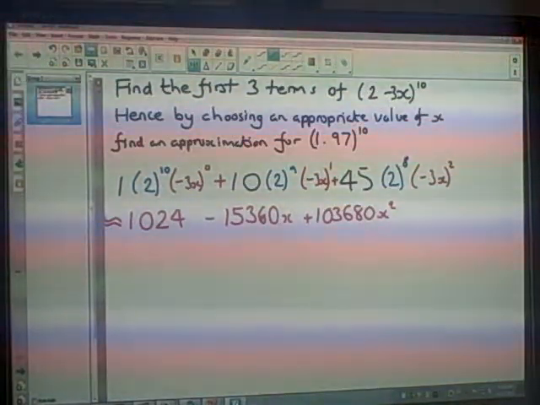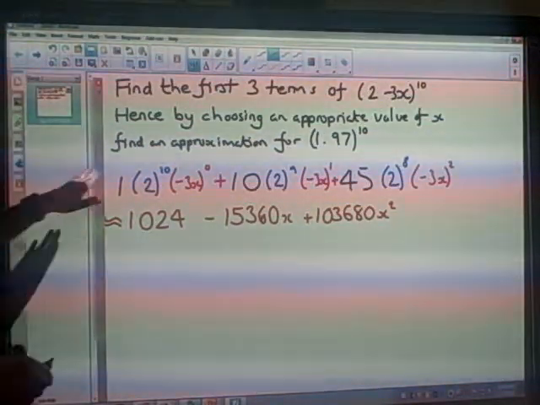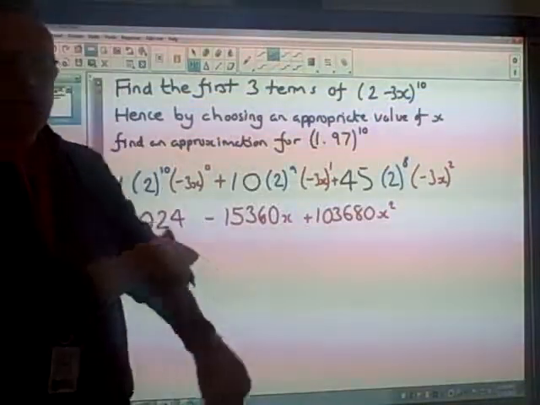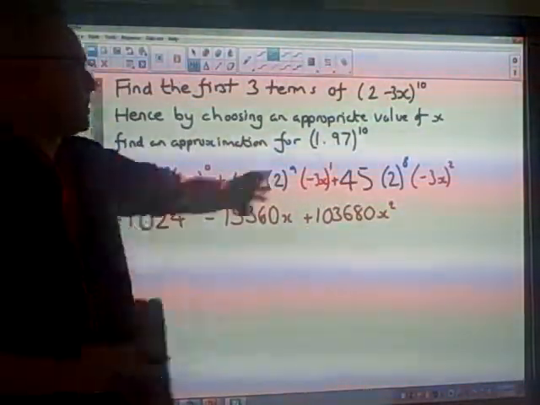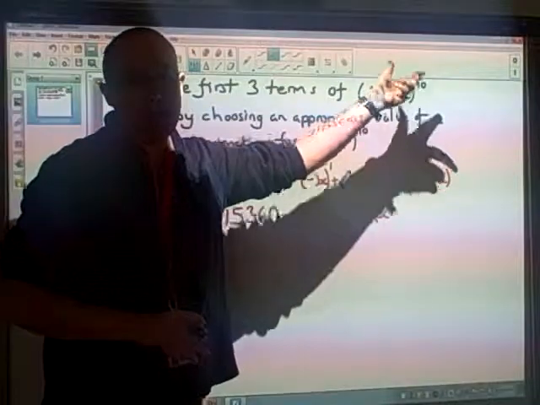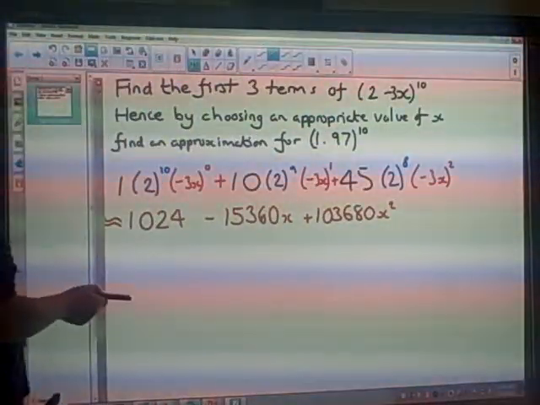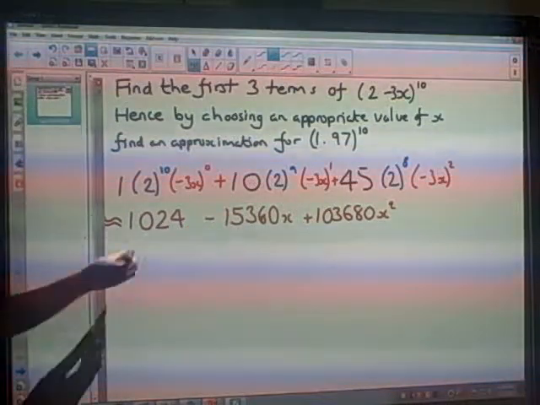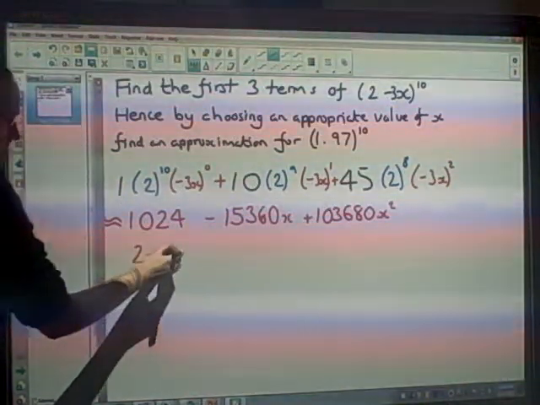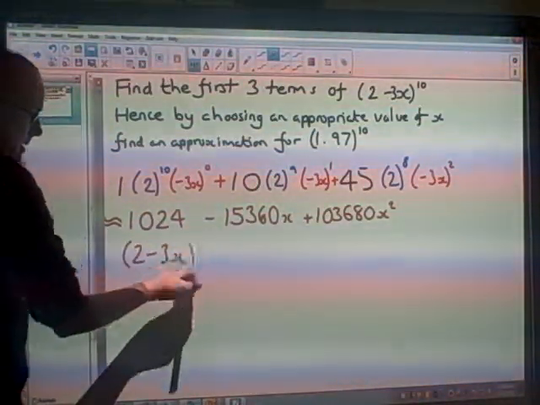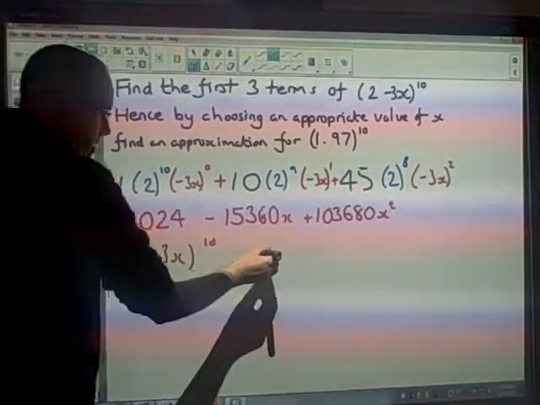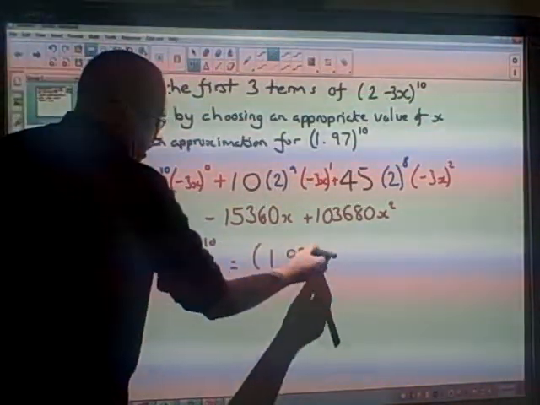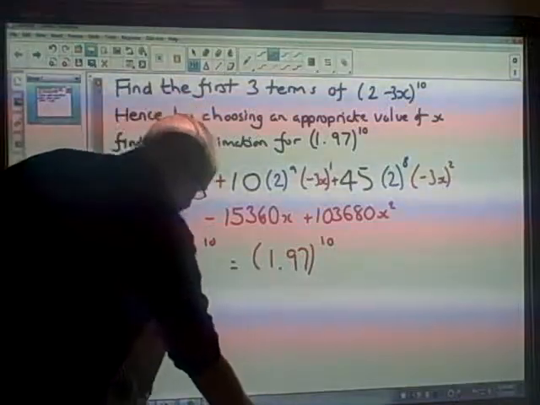Now, the part that we have to work out is this 1.97 to the power of 10. Seems pretty random, so look at the original question to see how it relates. Well, this is also to the power of 10. So what we need to know then is, if this sequence, or the first 3 terms of this, then when does 2 minus 3x to the power of 10 equal 1.97 to the power of 10?